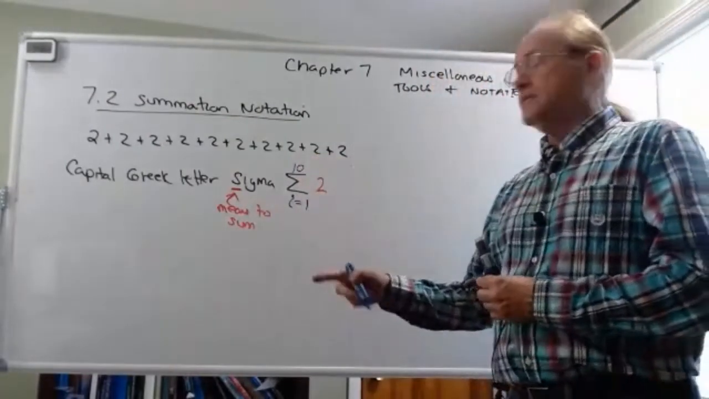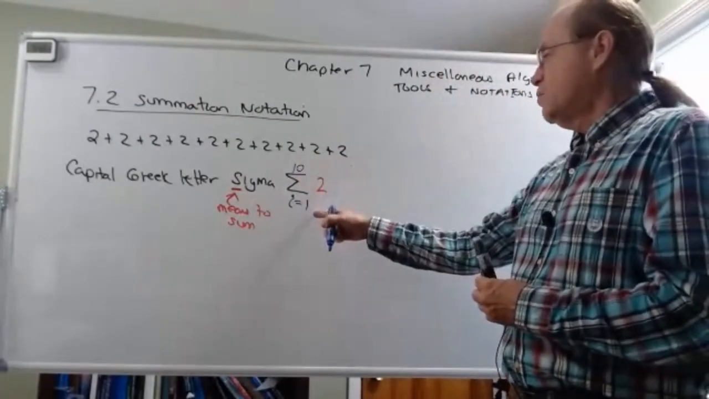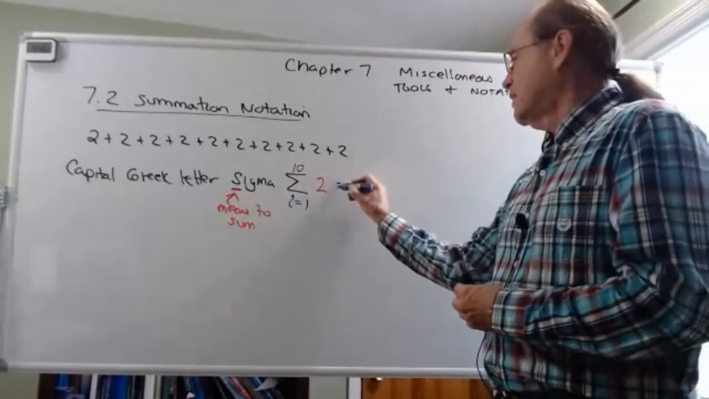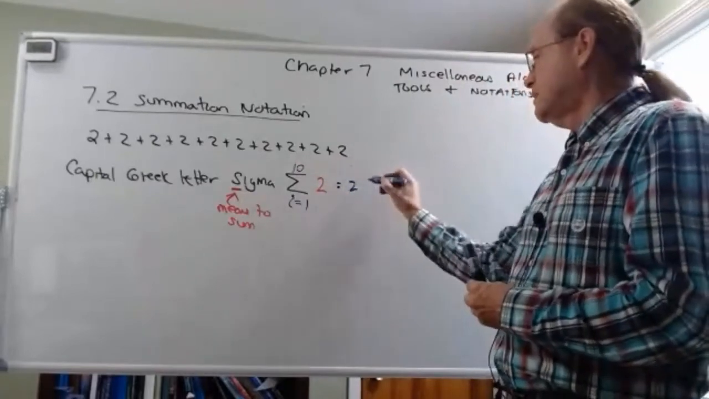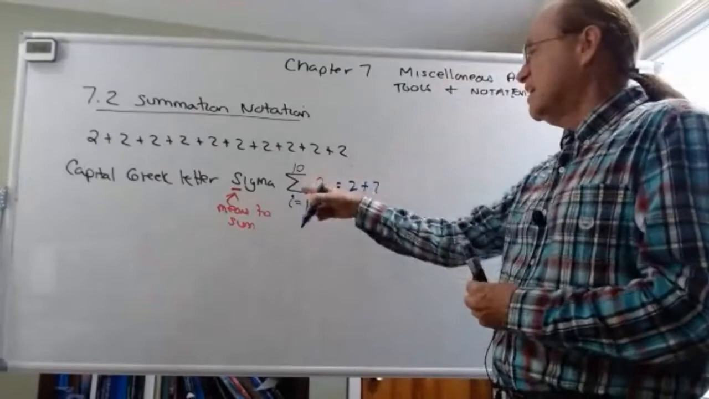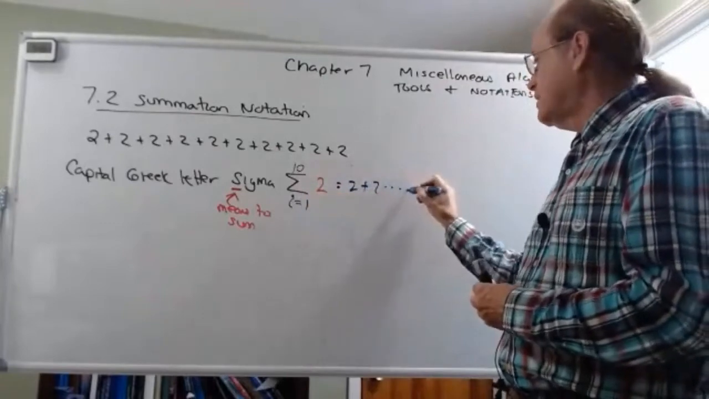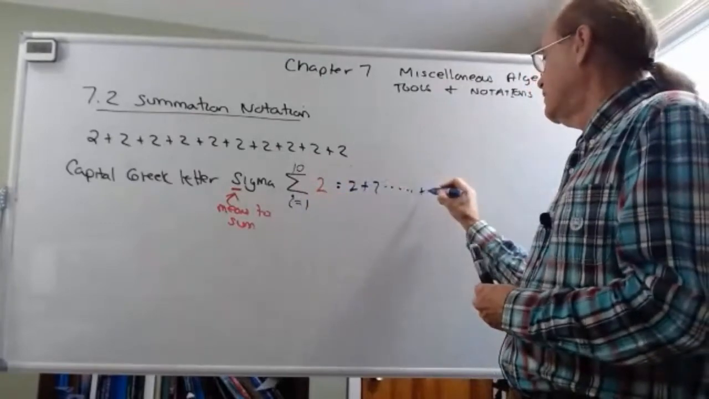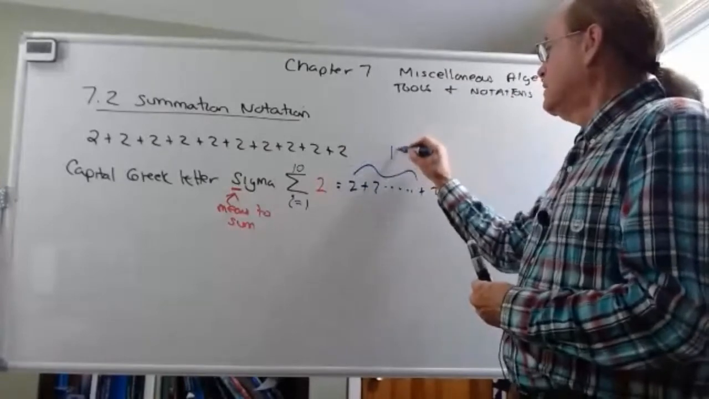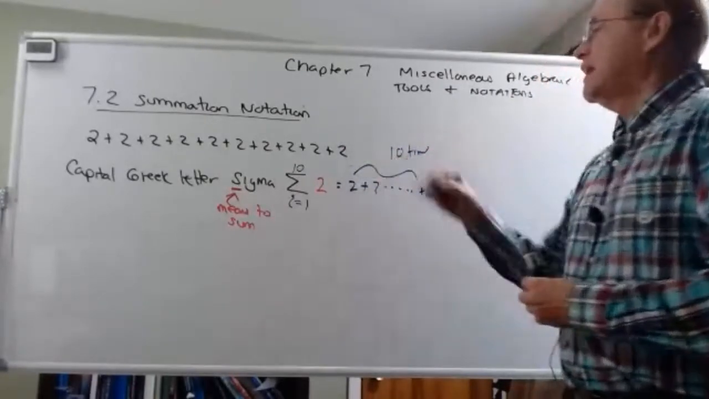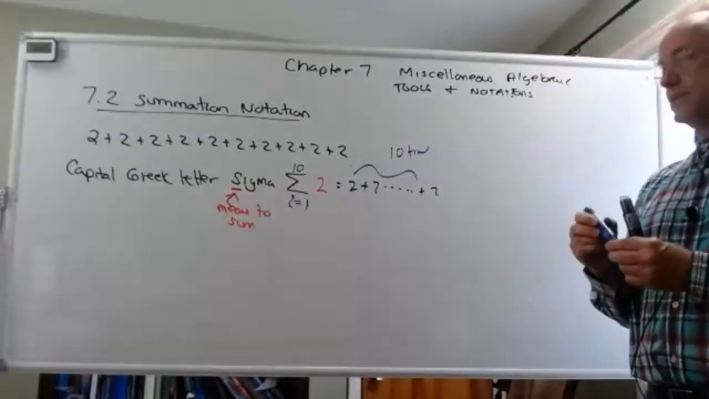So you count. What does that mean? i is equal to 1, I start out with, and there's 2. Then i is equal to 2, I do plus 2. Sum means to sum. And I keep carrying that out just like I have up there, 10 times. And that's our summation notation.